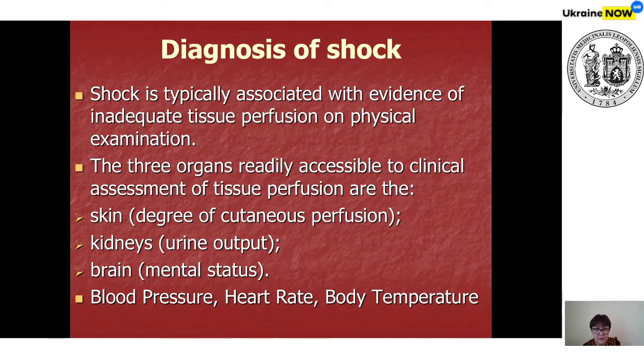Diagnosis of shock. Shock is typically associated with evidence of inadequate tissue perfusion on physical examination. And the three organs readily accessible to clinical assessment of tissue perfusion are the following. Skin: we can check degree of cutaneous perfusion. Kidneys: we can check their function by urine output. Brain function: we check using mental status examination. Also, blood pressure, heart rate, and body temperature can help us to make the proper diagnosis of shock.